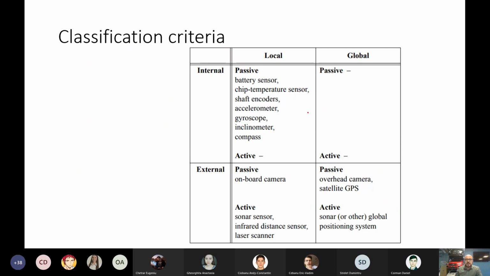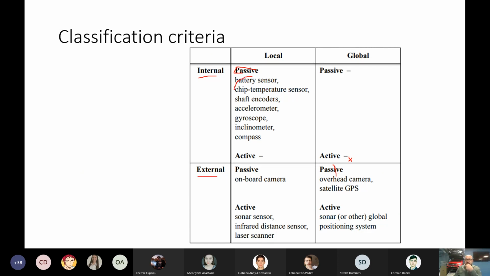For the last three classification criteria, we'll see that we can have passive or active sensors. But we cannot have active sensors that are both internal and global. Why? Because internal measurements I usually do with local sensors, and usually with passive sensors. Okay, external and so on.